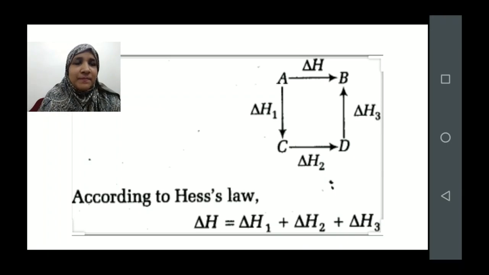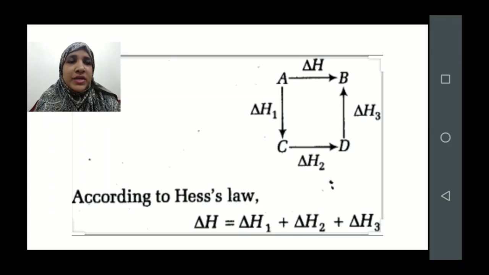Suppose there is a reaction where A is converting to B. Now this conversion of A to B can occur in a single step, or it may occur in several steps where A will first convert to C, then C converts to D, and then D converts to B. Okay, so this conversion is possible in two different ways. One is where A is converting directly to B, and the other way is where A is first converting to C and D and then reaching B.